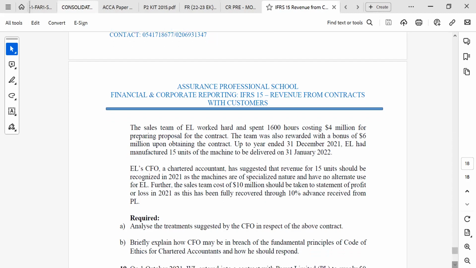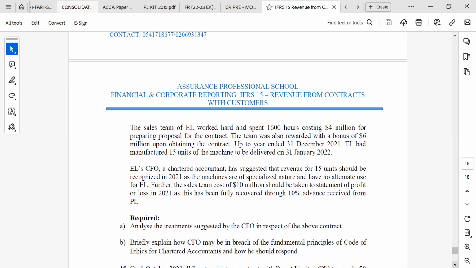And explain how the CFO may be in breach of the fundamental principles of the Code of Ethics for Chartered Accountants, and how he should respond to this. So this one, you just take the Code of Ethics one by one and see the ones that his suggestion is going to have a problem with. The first one, I can say, is professional competence and due care. Can you see that the first principle that will be having a problem over here is professional competence and what? Due care.